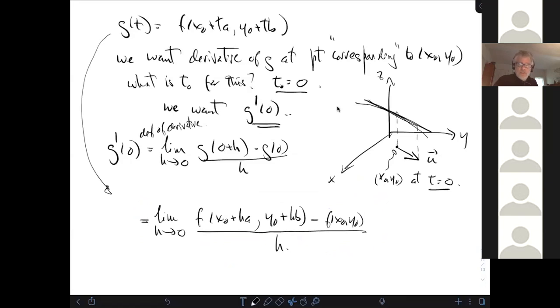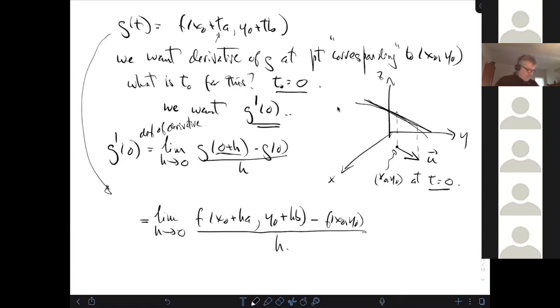So I have a question. Yes, why is it HA and HB over here? Okay, look at what's inside here. This is h, the value of t. You just replace t by h, basically.